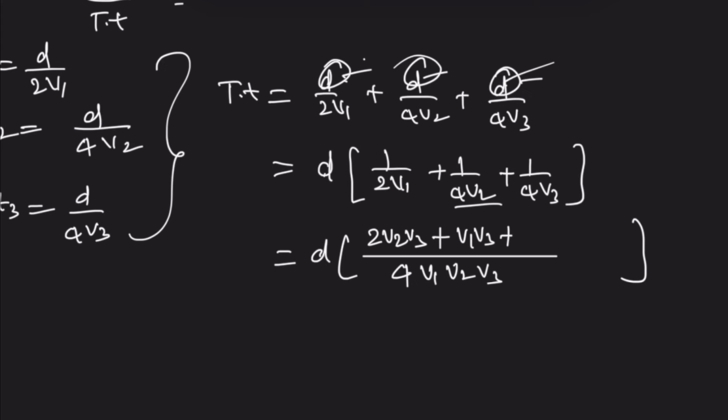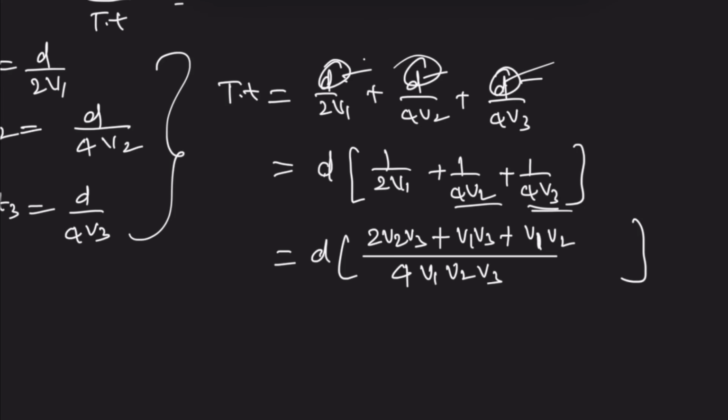Next, so what is the LCM? 4 V1 V2 V3. Next it is divided by the 4 V3. So 4, 4 cancel, V3, V3 cancel. We get V1 V2. So V1 V2 into the numerator 1, that we get V1 V2. So this is the total time.